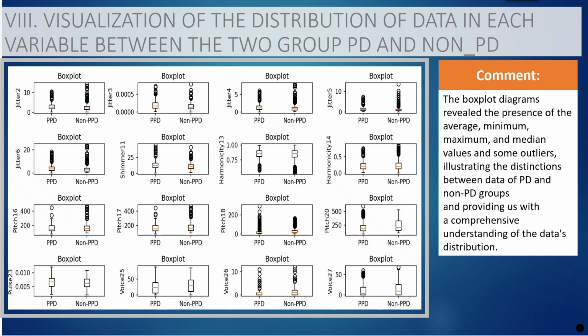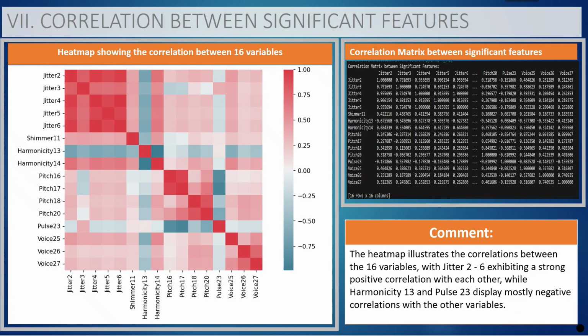The box plot diagrams reveal the average, minimum, maximum, and median values and some outliers, illustrating the distinction between data of PD and non-PD groups, and providing us with a comprehensive understanding of the data distribution. For this slide, it generates correlation values on the right side, while a heat map diagram is displayed on the left. This illustrates the correlation matrix among the 16 variable features, helping visualize these relationships.